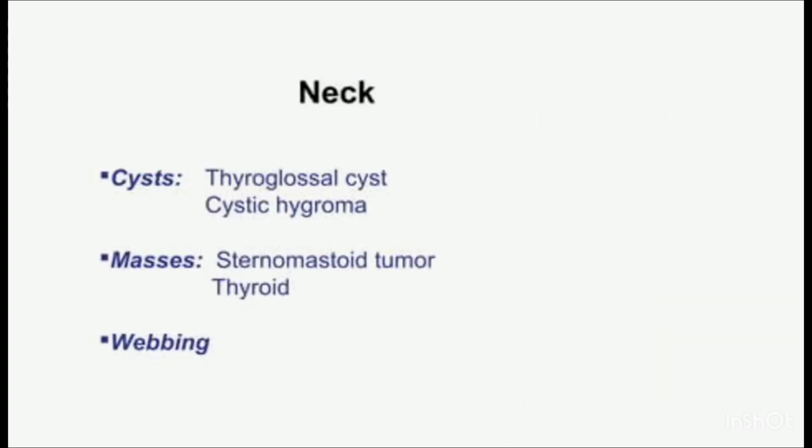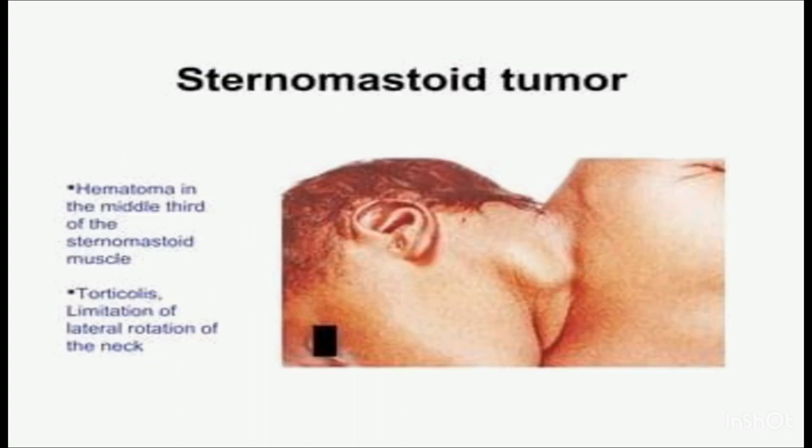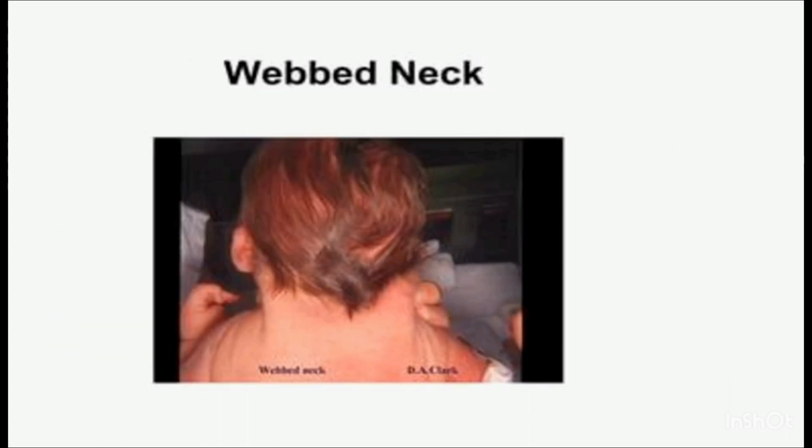In the examination of the neck, look for cysts, thyroglossal cyst or cystic hygroma, masses in sternomastoid tumor, thyroid, and webbing of neck. This is the picture of sternomastoid tumor. It is a hematoma in the middle third of the sternomastoid muscle. Torticollis, limitation of the lateral rotation of the neck. As you can see, this is the picture of webbed neck.